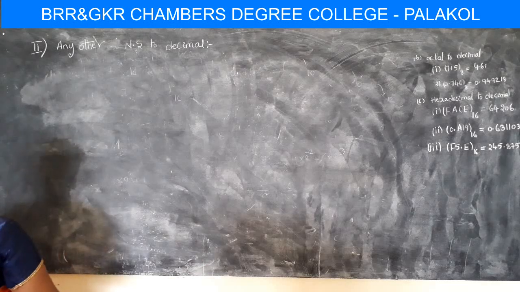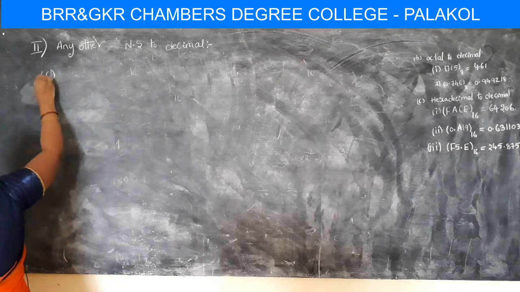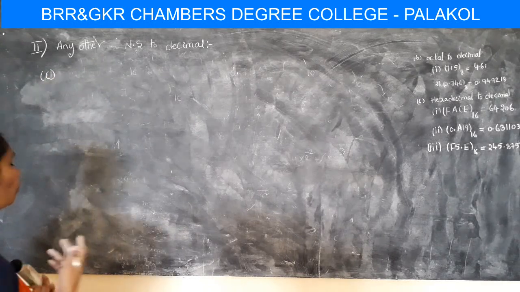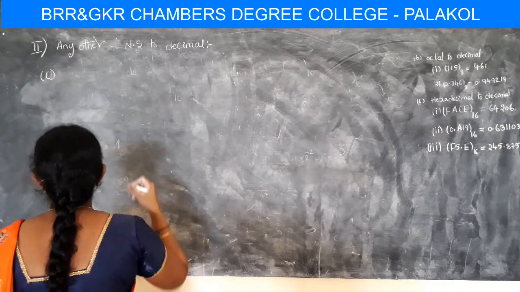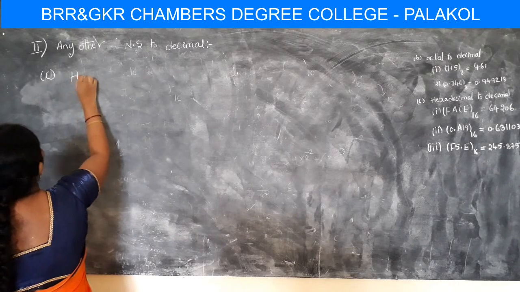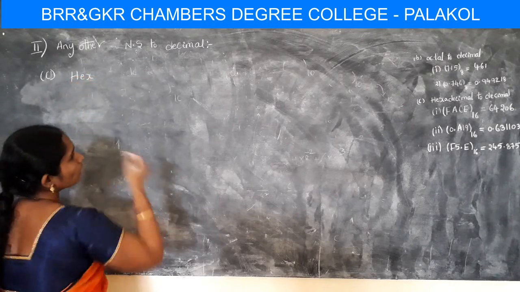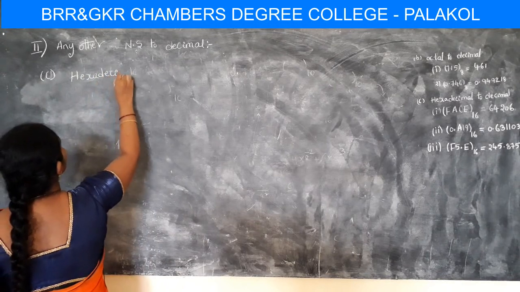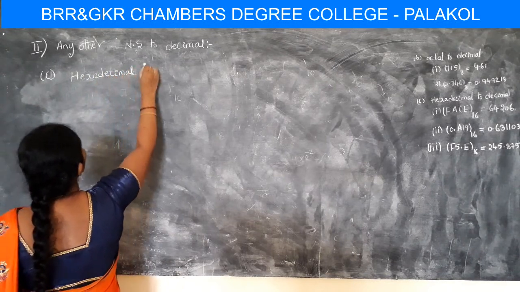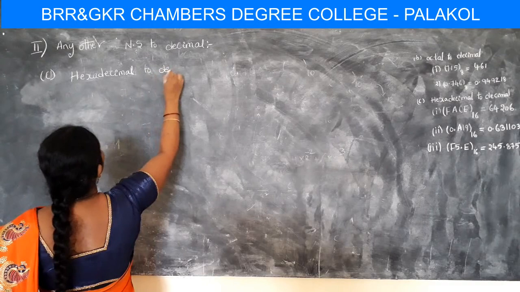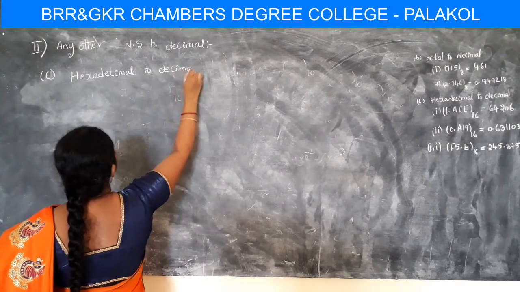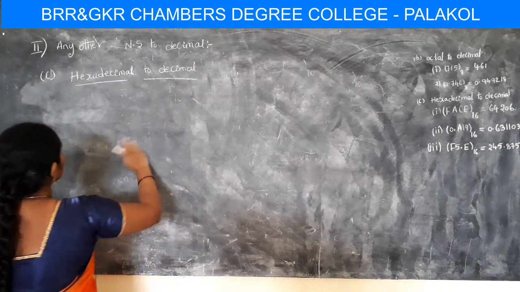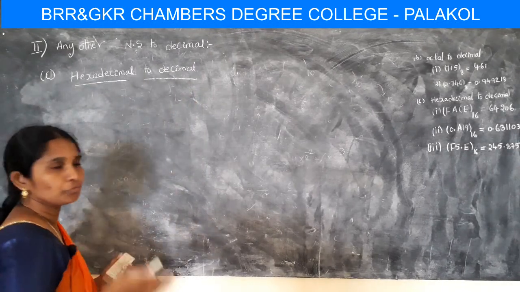Okay, next the third one, that is C, and how to convert hexadecimal values to decimal. Okay, so the same procedure we will repeat.